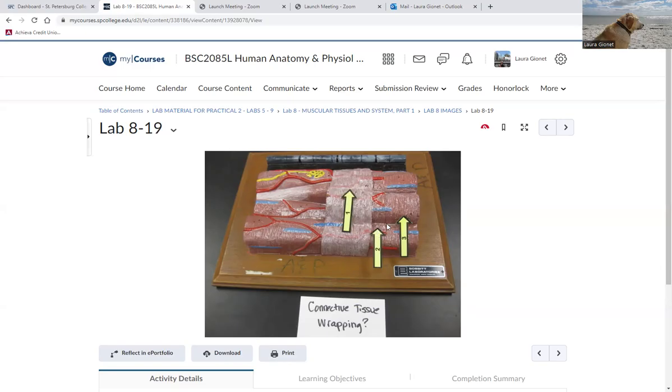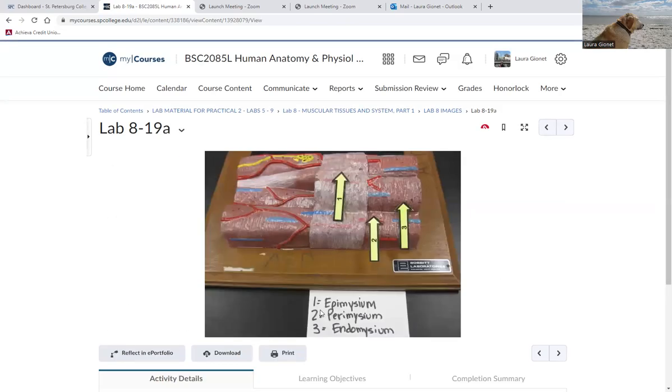2 represents the connective tissue surrounding one fascicle. And you can see how now, this muscle is being divided into little subsections here, here, and here. That represents one fascicle. So that would be the perimysium. The perimysium surrounds one fascicle. And then 3 is pointing to the deepest layer. That would be the endomysium, the connective tissue surrounding one cell or fiber. Okay, so epimysium, perimysium, endomysium.